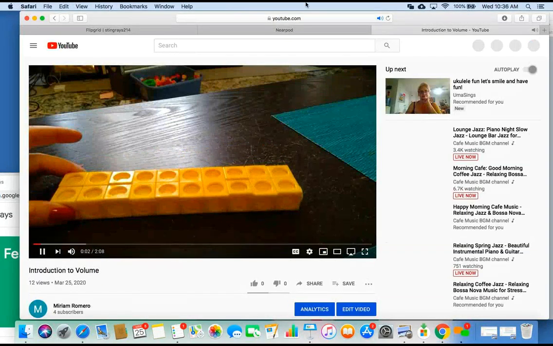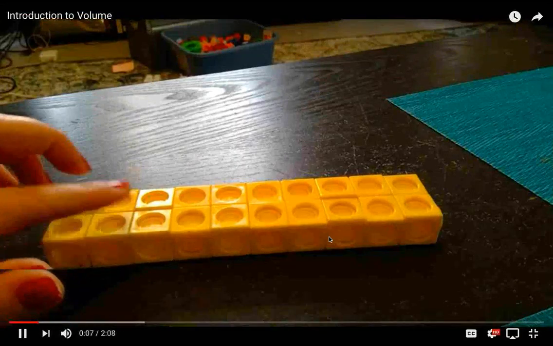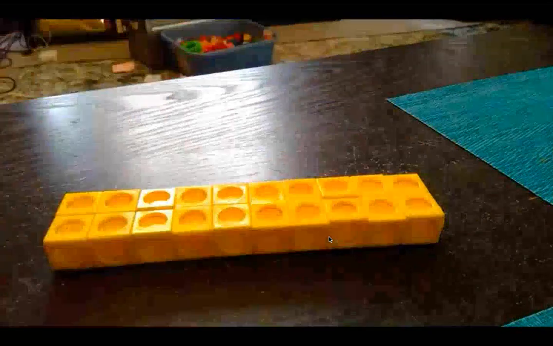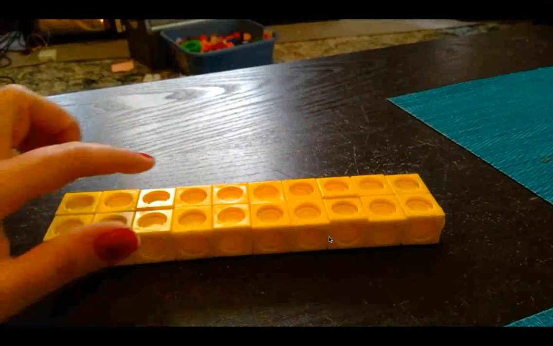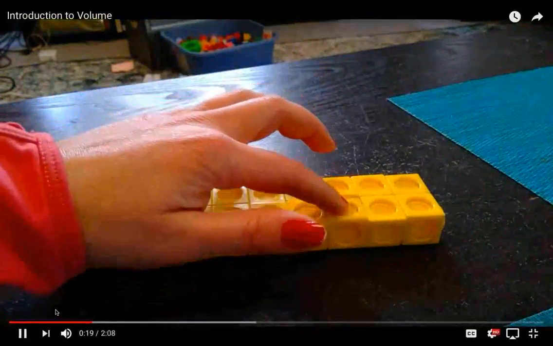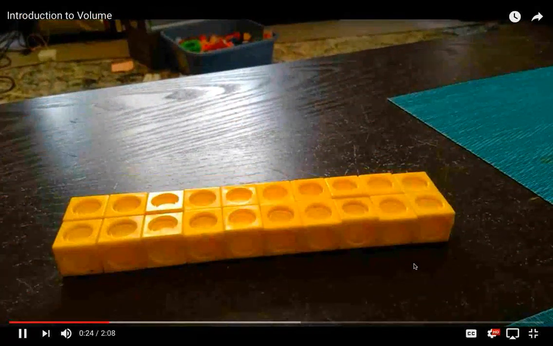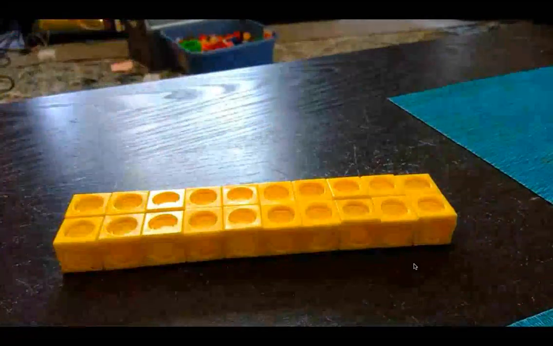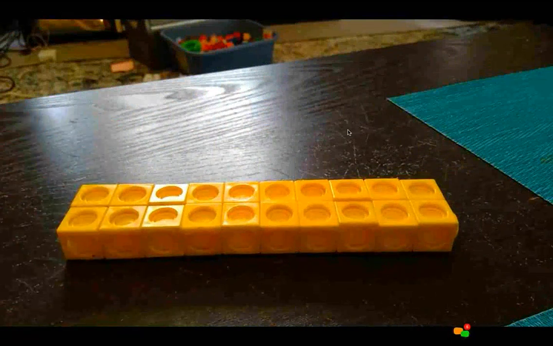So if we think of the base of our cereal box as 1 deep times 1, 2, 3, 4, 5, 6, 7, 8, 9, 10 wide, we have 20 cubes here. 1, 2, 3, 4, 5, 6, 7, 8, 9, 10, 11, 12, 13, 14, 15, 16, 17, 18, 19, 20. And this becomes our base. And that assures that we know that 2 times 10 equals 20. So now we have to stack 13 of these on top of each other.